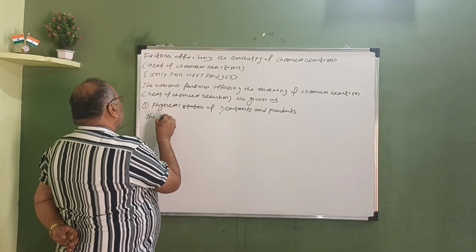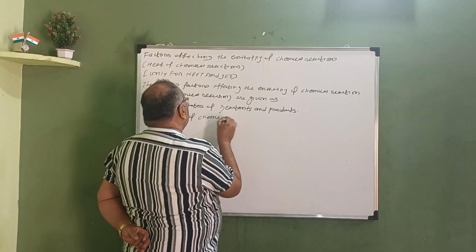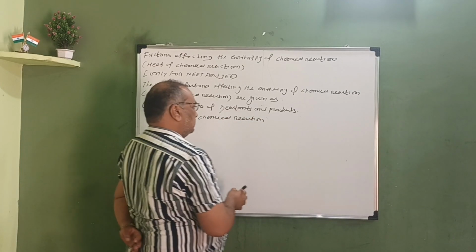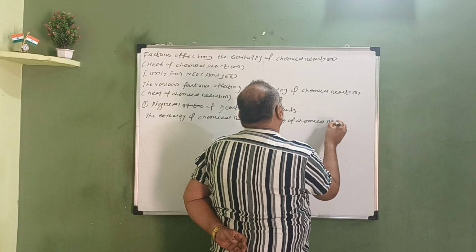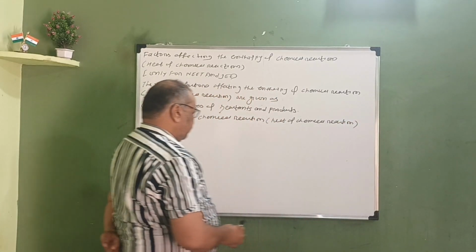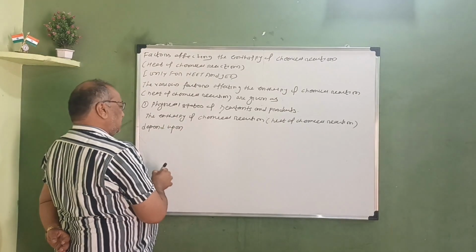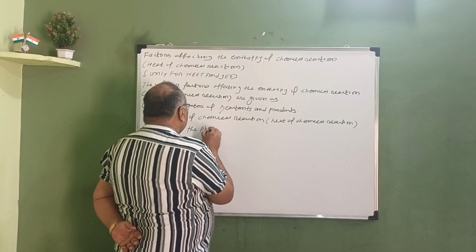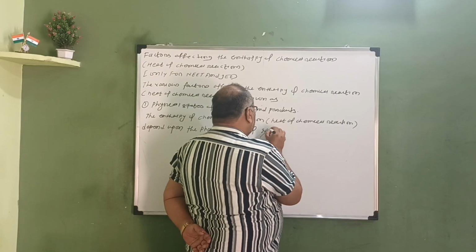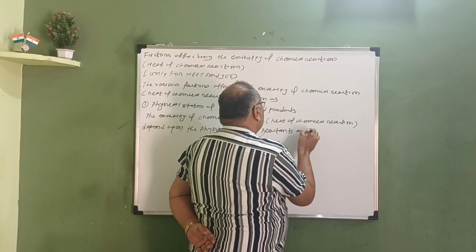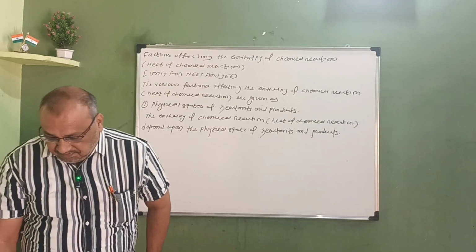The enthalpy of chemical reaction, which is also called as heat of chemical reaction, depends upon the physical state of reactants and products. That means here, write down example.